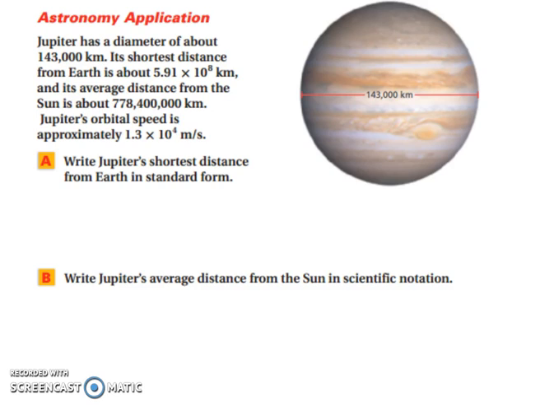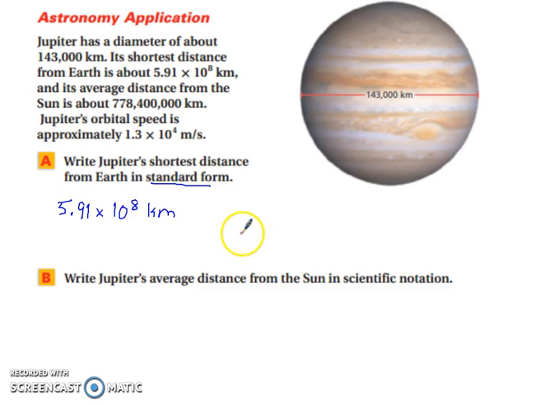So now let's look at a couple of examples. We want to write Jupiter's shortest distance from Earth in standard form. So its shortest distance from Earth is about 5.91 times 10 to the 8th kilometer. So we have 5.91 times 10 to the 8th kilometer. But we want to write it in standard form.